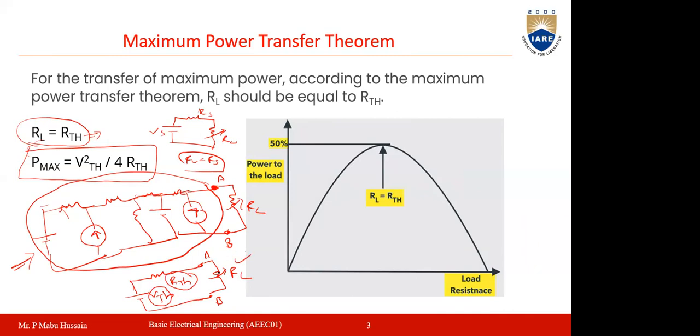From this circuit, you can easily say that whenever RL is equal to RTH, the maximum power will be delivered to the load, and the maximum power will be Pmax equal to V Thevenin squared by 4 RTH. The derivation for this maximum power we already did in the morning class. So you have to remember these two: the condition for maximum power transfer is RL equal to RTH, and the maximum power is VTH squared by 4 RTH.